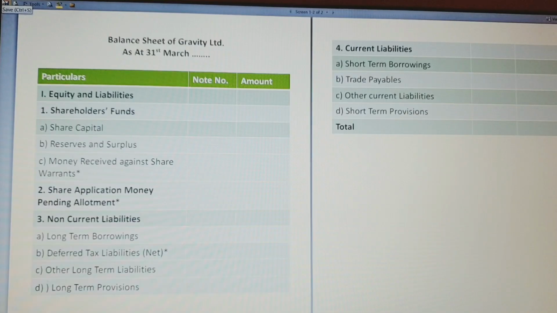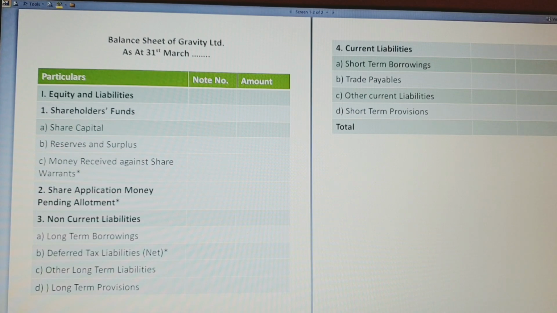Alright, so we quickly take a look at how my balance sheet looks. Now this is only the equity and liabilities side that I have shown in this slide. You can see that this is just vertically one below the other. Now the heading goes as balance sheet of so and so company limited. Here I've named it Gravity Limited, as at 31st March, and the given year you will fill up there. So that is your heading on top. Then you will have a particulars column, a note number column and the amount column.